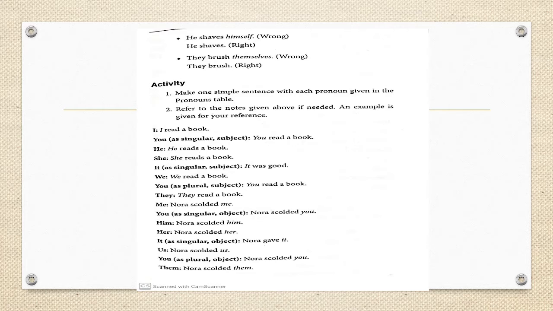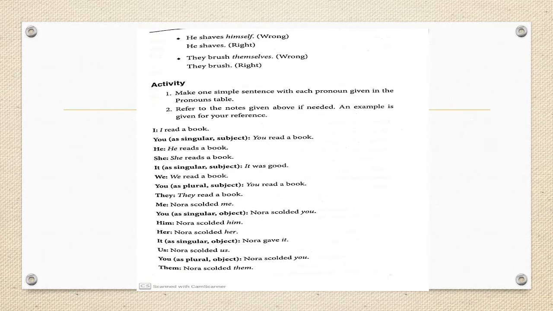So now these are the activities which you have to do. You have to make one simple sentence with each pronoun given in the pronouns table. Okay, so you have seen the pronoun table. You have to make a single sentence using those pronouns. And the second activity is to refer to the notes given above if needed. An example is given for your reference.